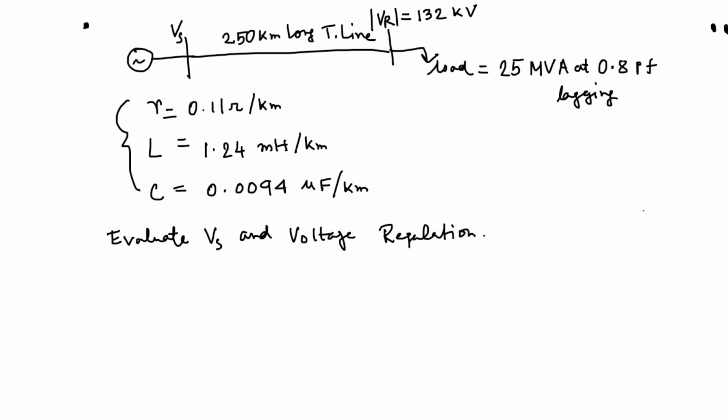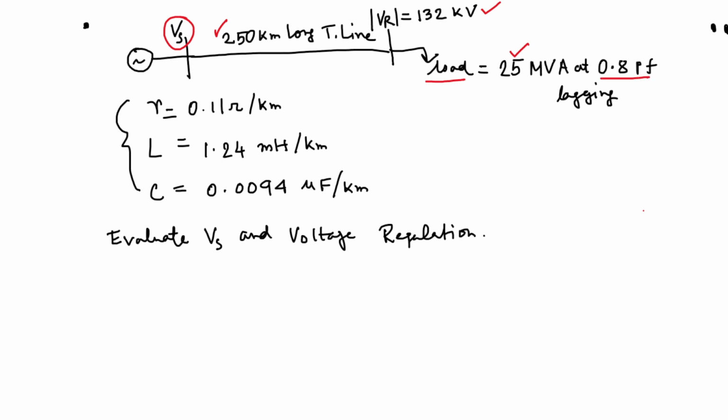Let us say we have a transmission line 250 kilometer long. We have sending end voltage as Vs. We have receiving end voltage always maintained at 132 kV. We have load which is equal to 25 MVA at 0.8 power factor lagging.